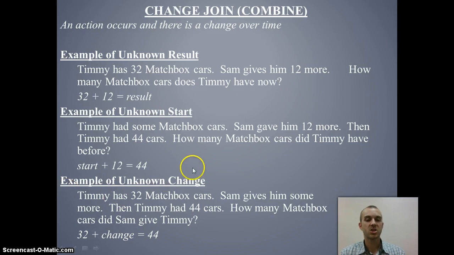And then you can have a change that's unknown. We started with the 32 cars, we get a couple more cars, and we know we end up with 44. And we want to know how many were we given. And then we have our start plus whatever our change is equals 44. Each of these problems can pose different issues for students, and we have to recognize that they have to think about them a little bit differently each time.